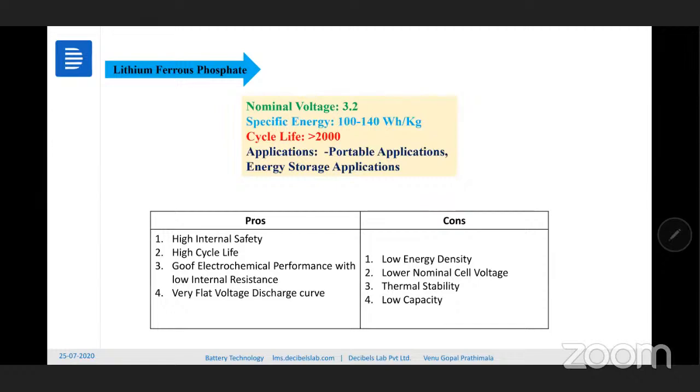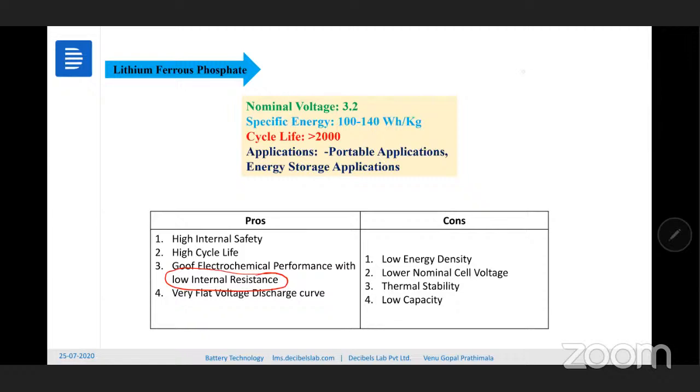As I told you, it has high internal safety, high cycle life, and good electrochemical performance, but not low internal resistance. I think that got replaced over here. It also has a flat discharge voltage curve.